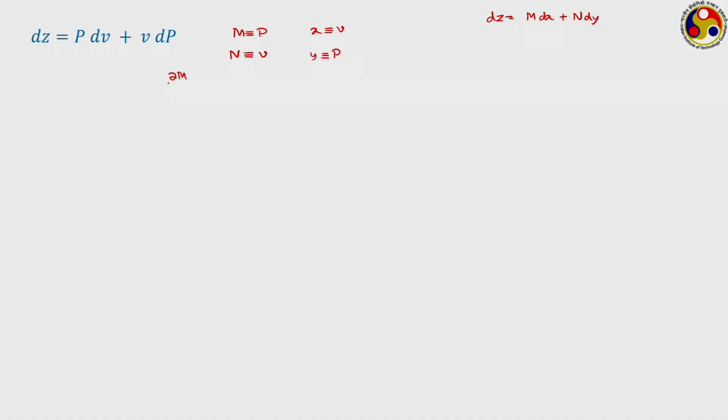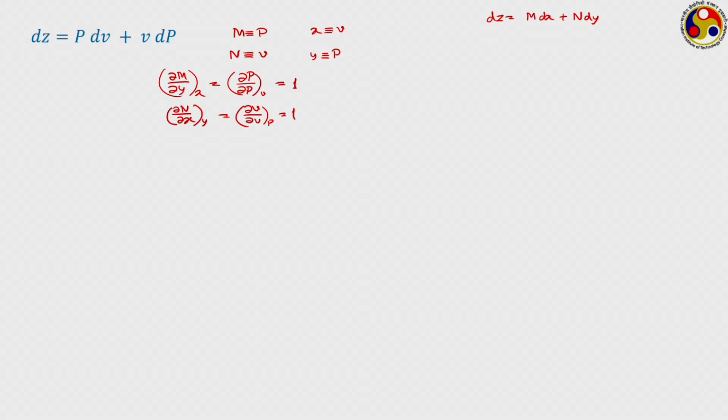Then your dou m dou y with x constant will be dou p with v constant, that is equal to 1, whereas now if we take dou n dou x with y constant, then just putting the expressions for n and x, we have dou v with p constant equal to 1. These two are equal to each other, and therefore, we can say that this z is a property of the system.